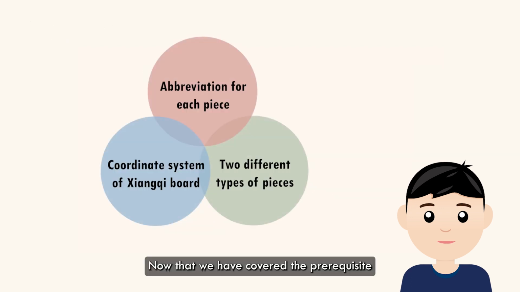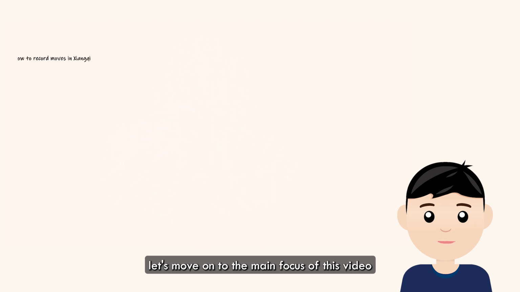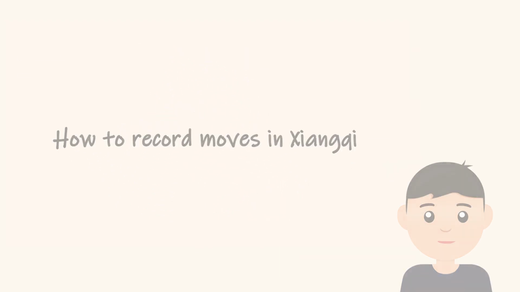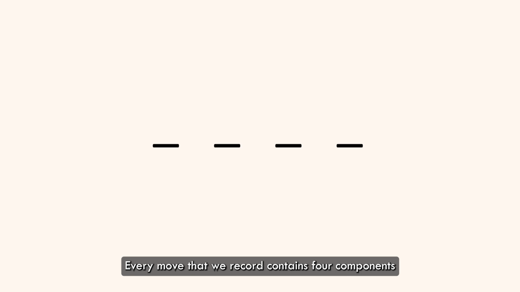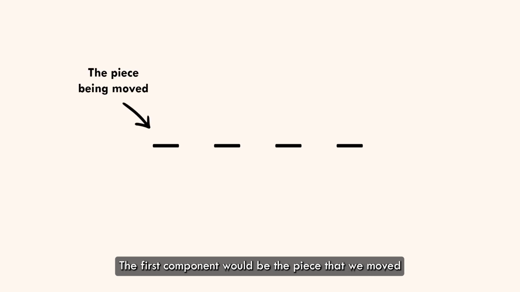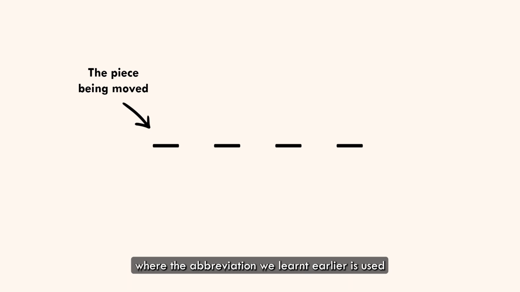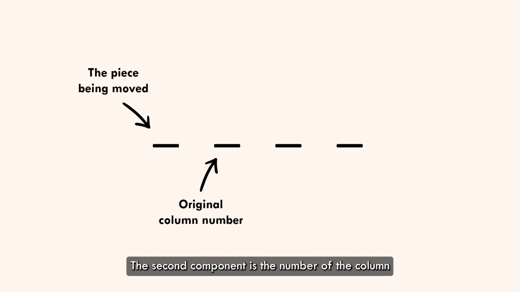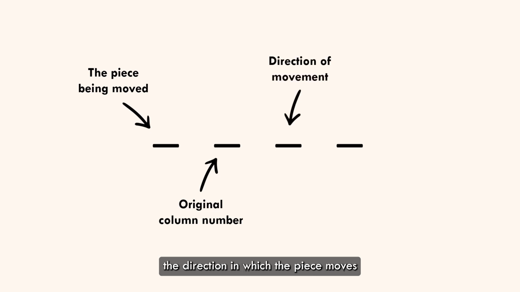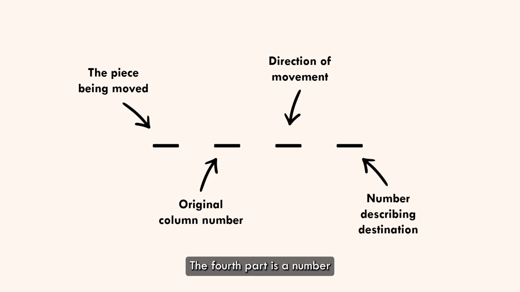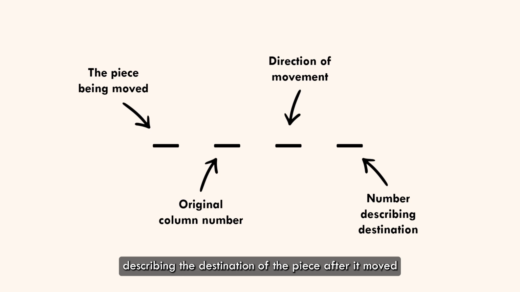Now that we have covered the prerequisites, let's move on to the main focus of this video, how to record moves. Every move that we record contains 4 components. The first component would be the piece that we moved, where the abbreviation we learned earlier is used. The second component is the number of the column where the moving piece was originally located. The third component is used to describe the direction in which the piece moves, moving forward, moving backward, or moving horizontally. The fourth part is a number describing the destination of the piece after it moved.